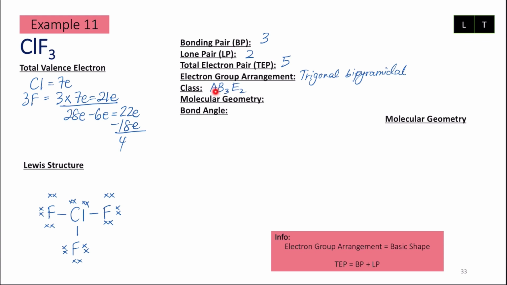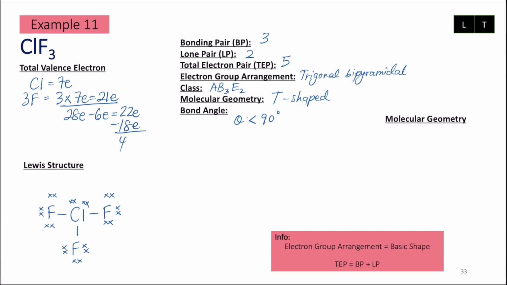Okay, 3 bonding pairs and 2 lone pairs. And after that, we can guess and predict the molecular geometry is T-shape. And the bond angle should be less than 90 degree. Okay, now I'm going to start drawing my ClF3 in T-shape arrangement.